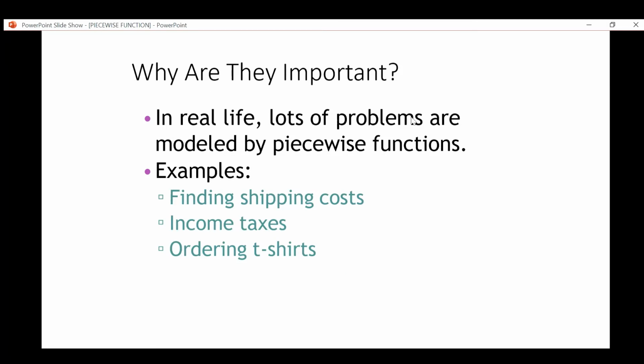So, why is it important to study about piecewise functions? So, in real life, lots of problems are modeled by piecewise functions, such as finding shipping costs. So, pansinin niyo, class, 'di ba, uso ngayon yung Lalamove or yung Grab delivery. So, sa bawat layo niya, gaano kalayo, iba-iba yung babayaran natin. So, also in income taxes. So, this is based on how much a person is earning.